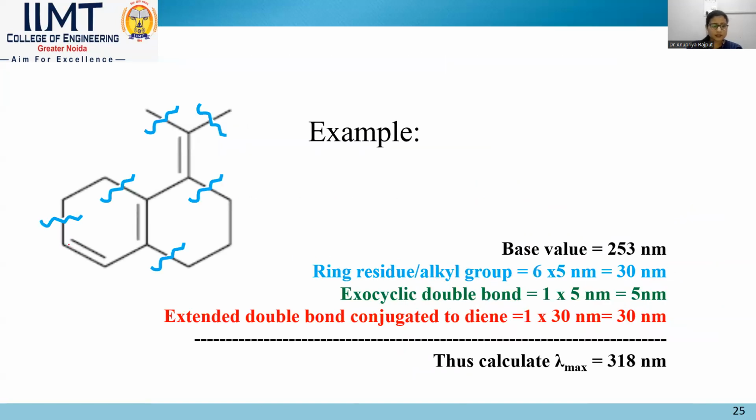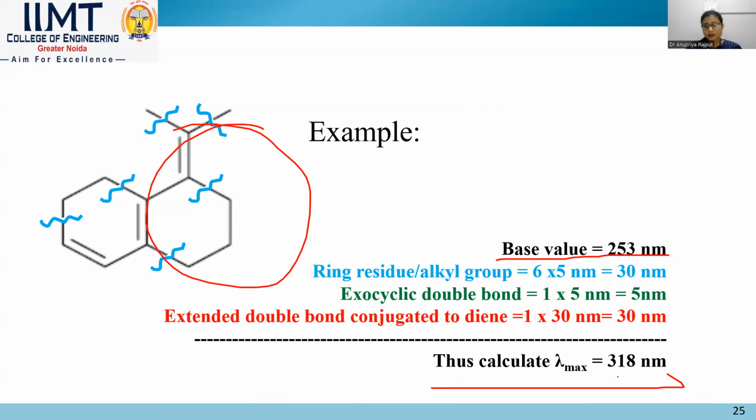For example, here we see the diene. This is a homoannular diene, so the base value is 253. The number of ring residue alkyl groups here is 6. This is the diene and the ring residues are 1, 2, 3, 4, 5 and 6. Six ring residues multiplied by 5 nanometers equals 30 nanometers. There is an exocyclic double bond, this one, so we add 5 nanometers. For the extended conjugated double bond, we add 30 nanometers. So overall, the calculated lambda max for this compound is 380 nanometers.